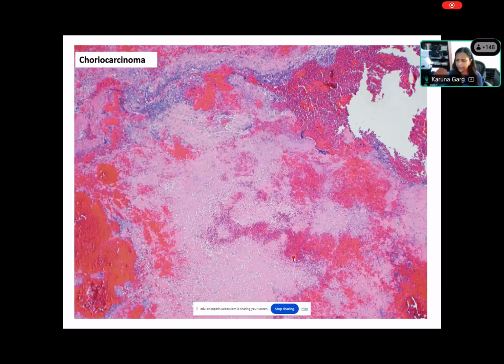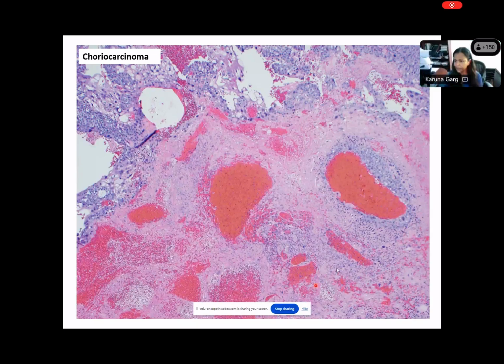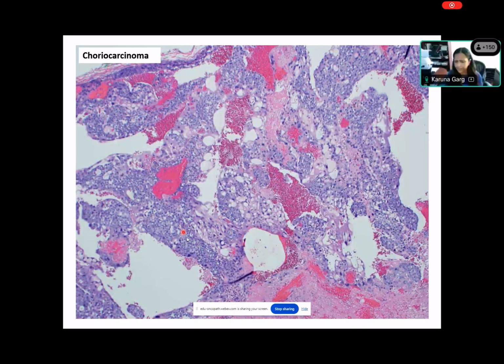At low power, you're going to see a lot of hemorrhage, a lot of blood, and then you start to see these plump cells and these flat multinucleated cells, and you can already start thinking maybe this is a trophoblastic tumor. Again, on higher magnification, a lot of blood, a lot of necrosis, and then you start to see these large cells. That lace-like appearance can be very helpful, and these multinucleated cells are sort of wrapped at the periphery.